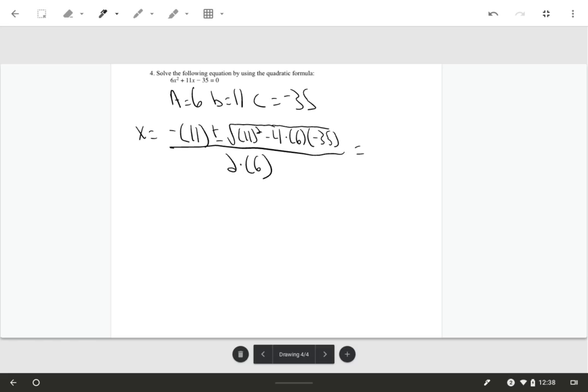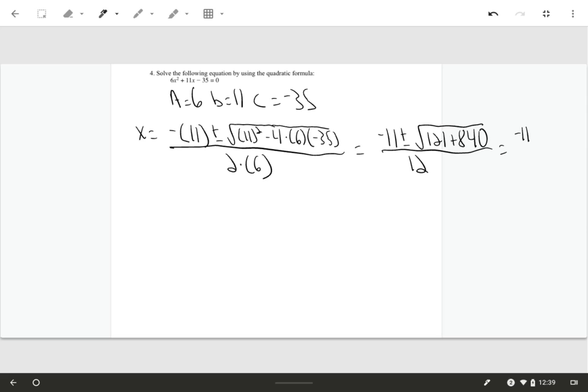All right. And for this, you're probably going to need a calculator. I would expect you to use a calculator, whether it's the one on your Chromebook or Desmos, whichever one works for you. So for this one, we have negative 11 plus and minus. So 11 squared is 11 times 11. That's going to be 121. And then over here, we have negative 4 times 6 times negative 35. That's going to be a positive 840, which changes that to a plus, divided by 2 times 6.